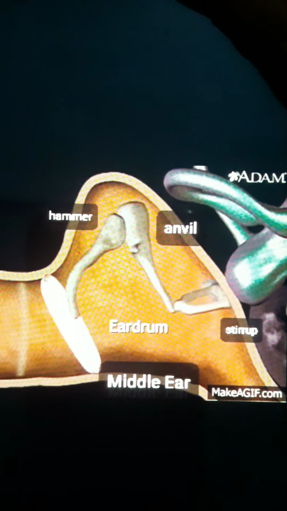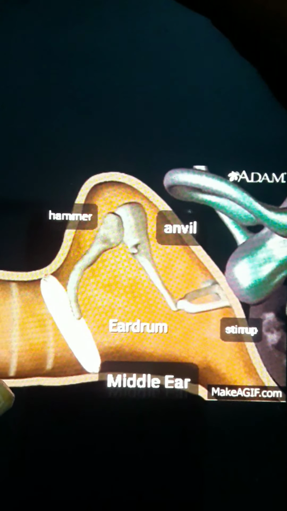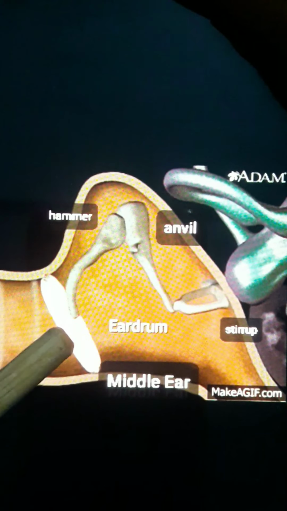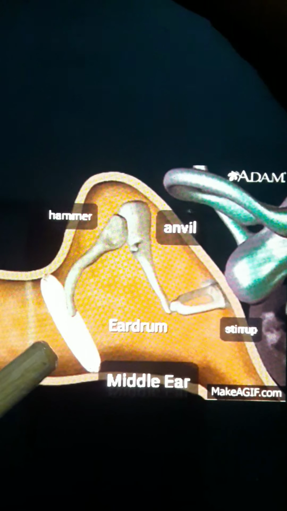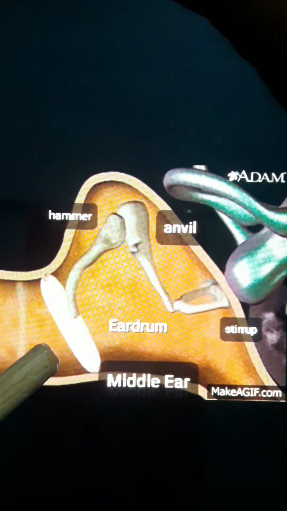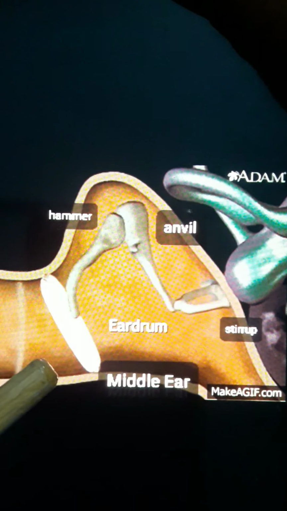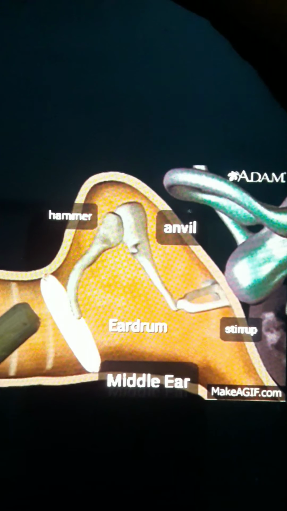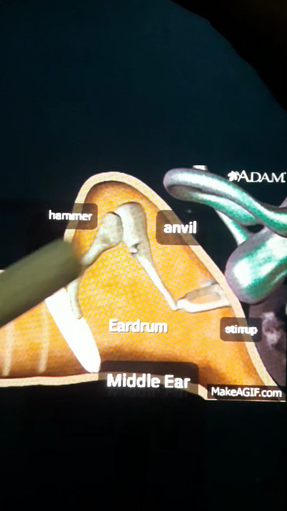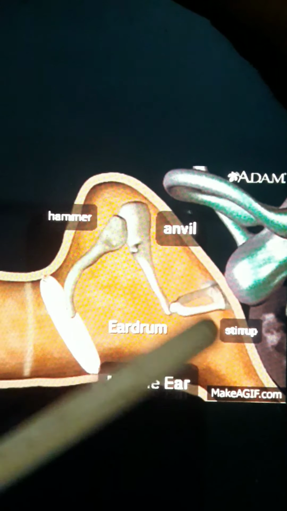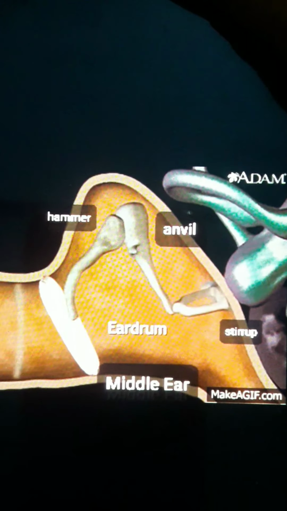The eardrum vibrates when the sound waves strike it. When the sound waves hit it, they vibrate. These are the eardrums in our ears, which vibrate when they catch the sound. On the other side of the eardrum is the middle ear, which is filled with air. It has the three smallest bones of the body, which are the hammer, anvil, and stirrup.